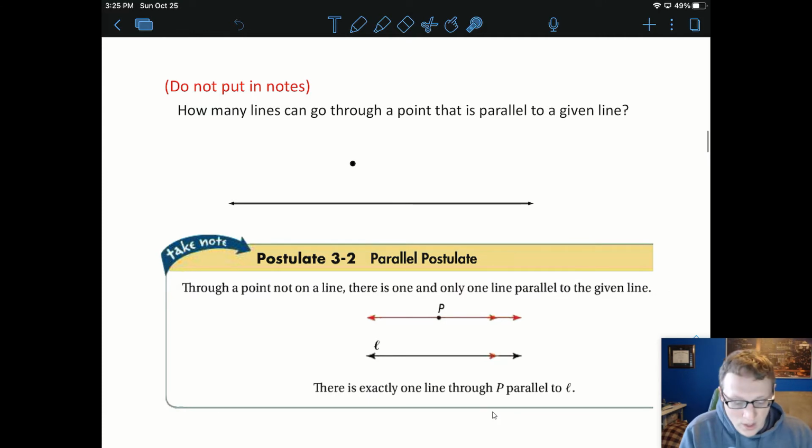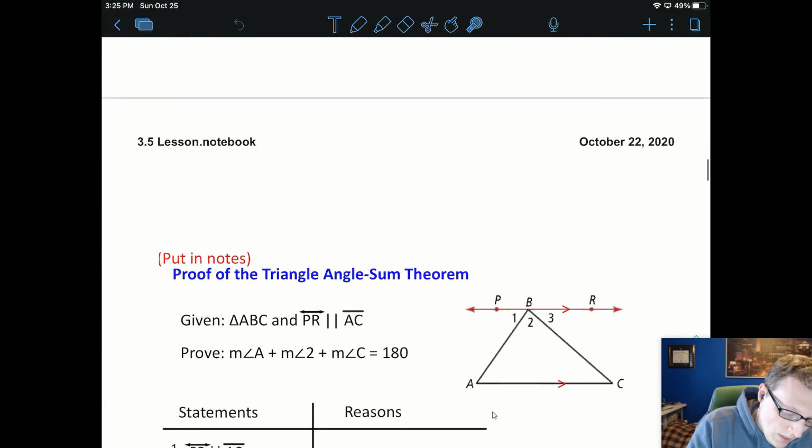In order to do that, we need to talk about how many lines can go through a point that is parallel to a given line. So if I'm talking about this point up here, how many parallel lines can I draw parallel to this one through that point? The answer is the parallel postulate, basically. Through a point not on a line, there's one and only one line that can be parallel to the given line. So there's only one way to do that. We're going to use what's called an auxiliary line to help prove the triangle angle sum theorem on the next slide here. So we're going to do a proof.